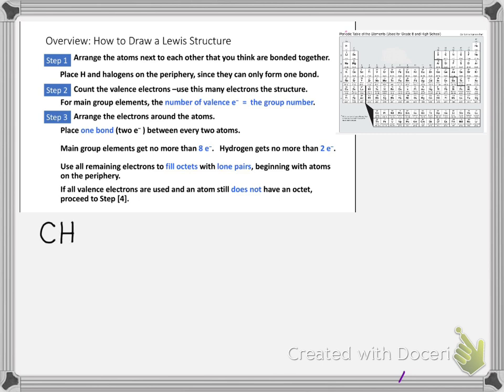It's CH4. Okay, so that's going to be our molecular formula, and that's what you'll be given is a molecular formula. So now let's look at the steps.